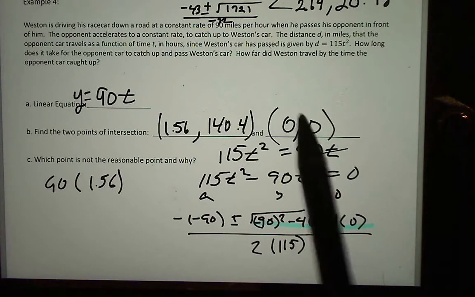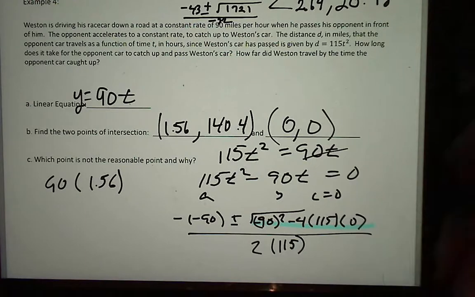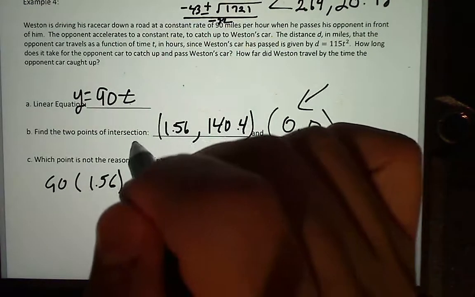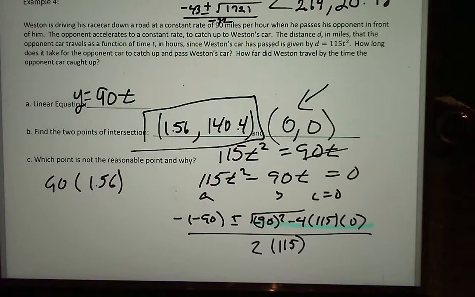The 0.00 is not reasonable in this case because this is the point where they actually pass each other, where Weston passes the opponent's car up. So the answer we're looking for in this case to answer the question is actually this right here. Okay. There you have it.